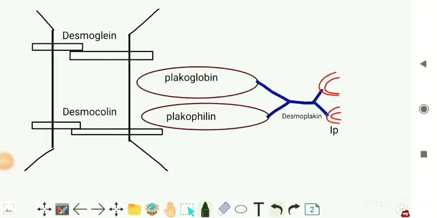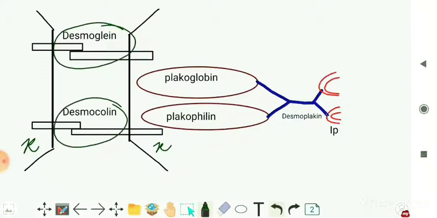Now let's continue with arrangement of desmosomal proteins. As you can see here, this is the keratinocyte, this is another keratinocyte. In between the keratinocytes there are desmosomes, and within the desmosome there are desmosomal proteins. Now as you can see here, this is the first desmosomal protein, that is desmoglein, and this is desmocollin.